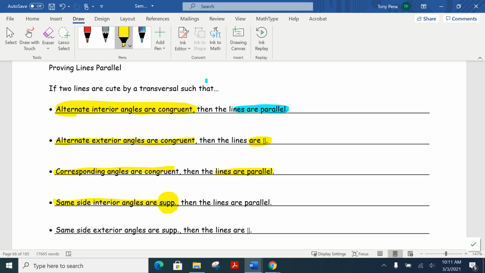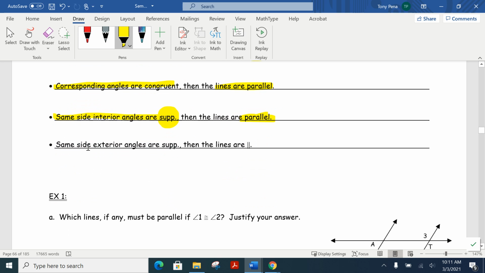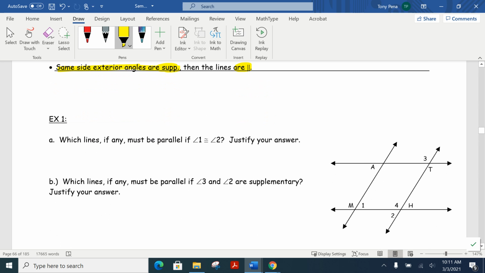Same side interior angles, now those are supplementary. That means we're parallel. And same here. For supplementary, same side, lines are parallel. So here's what this means in terms of what we're looking at. So let's go to this problem here.